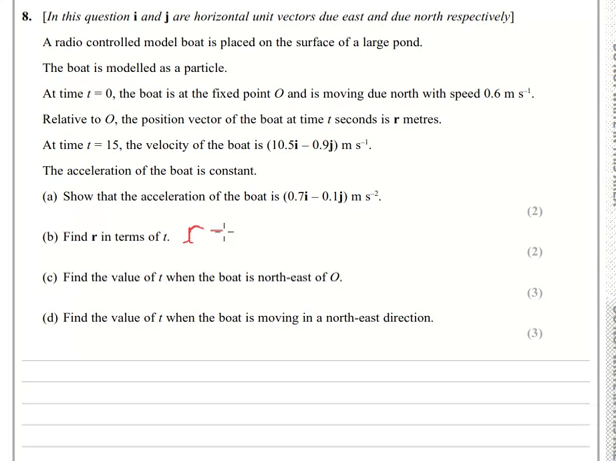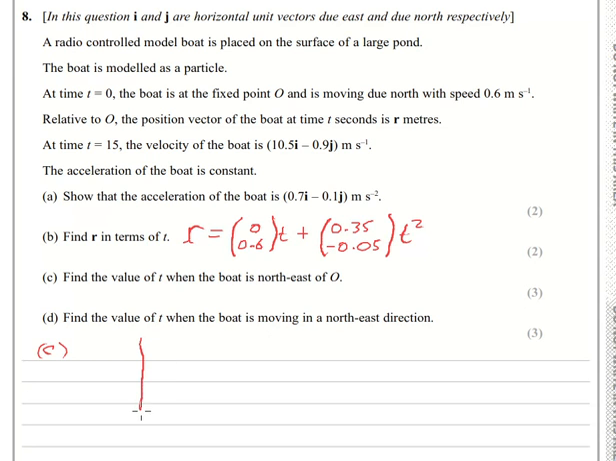So r equals, now my u is (0, 0.6), just as it was before, t plus a half a. Well, we know the acceleration now, so that's going to be 0.35, that's half of 0.7, and minus 0.05, that's half of 0.1, and then a t squared there. And that's my r in terms of t. That's going to help me as well for part C, because in part C, I want to find the value of t when the boat is northeast of the origin.